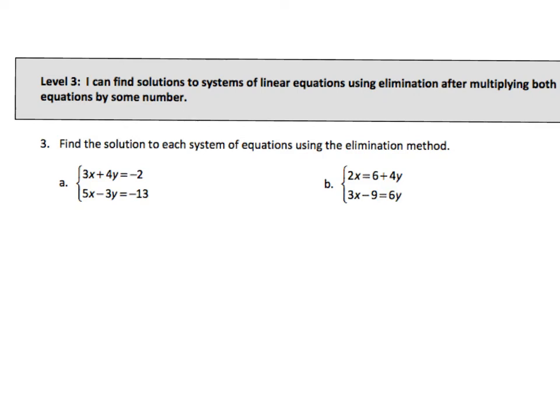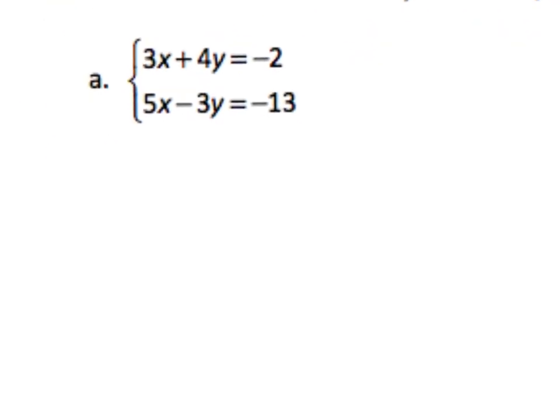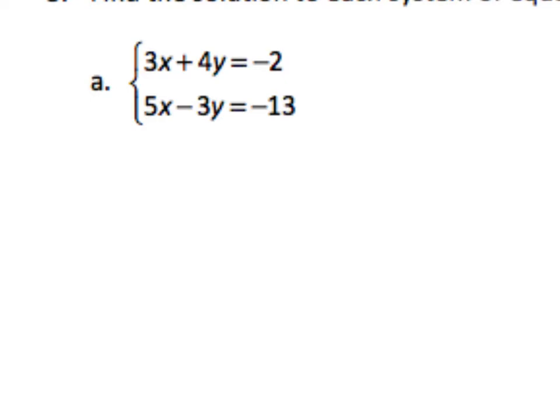Level 3, I can find the solutions to the system of linear inequalities using elimination after multiplying both of the equations by some number. So in level 2s, we only had to multiply one of the equations. Level 3, you're going to have to multiply both of the equations by something to get a variable to cancel out. You can pick either variable to cancel out.